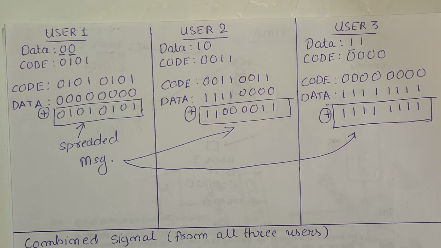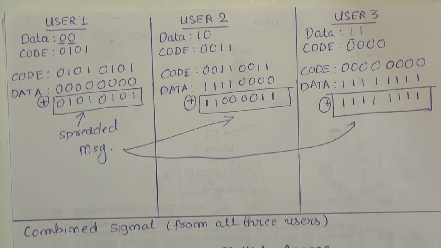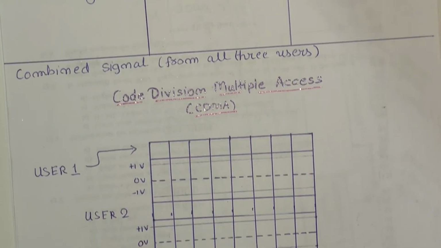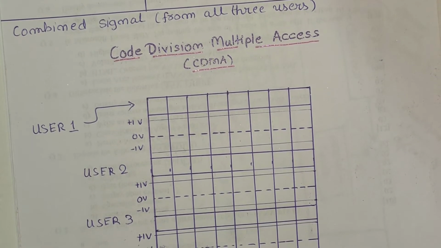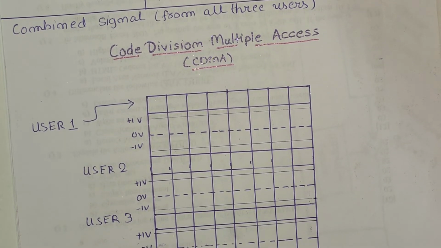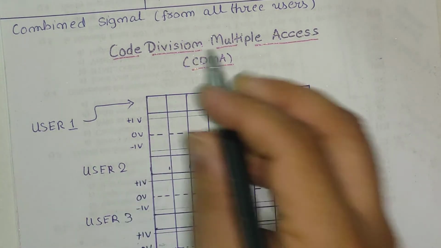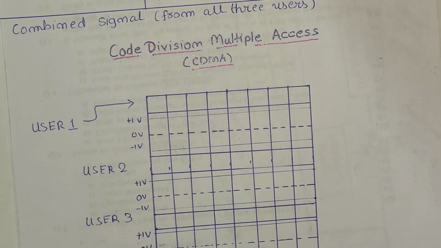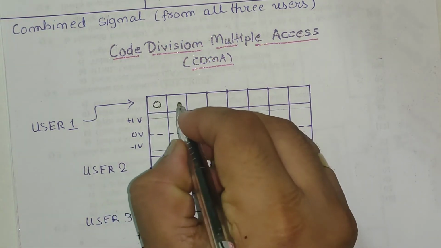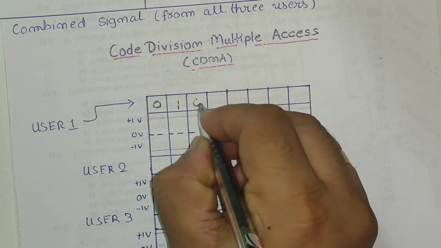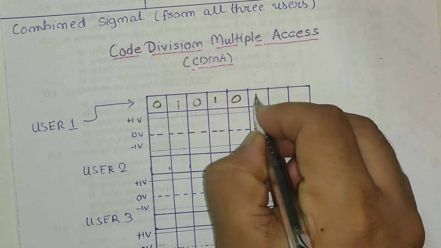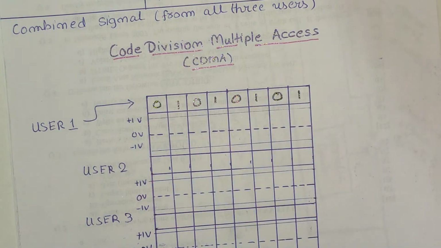So basically we are going to multiply this spreaded message like this. Let me show you the process for that. Here we can find the combined message. So here is my combined message. Let me write down the user 1 spreaded message. My user 1 spreaded message is going to look like this: 0 1 0 1 0 1 0 1. So this is what I've got as the spreaded message from user 1.